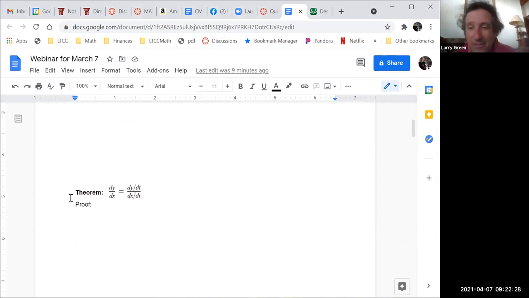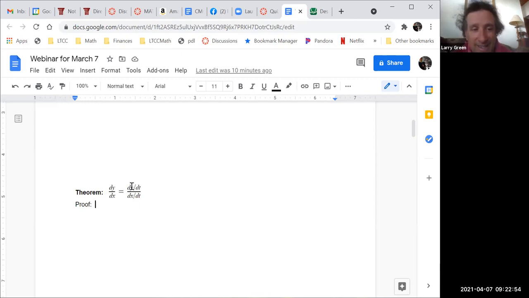So the theorem is the following, and it's beautiful. If you have parametric equations, then dy over dx is equal to dy over dt divided by dx over dt. So it's easy. And we can see where the problem was with the ellipse.